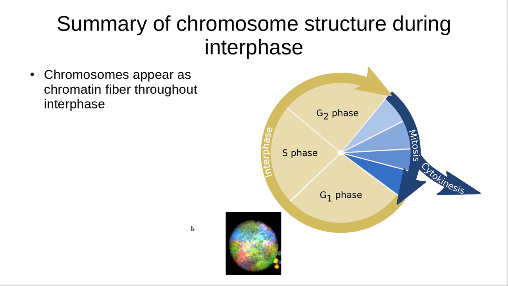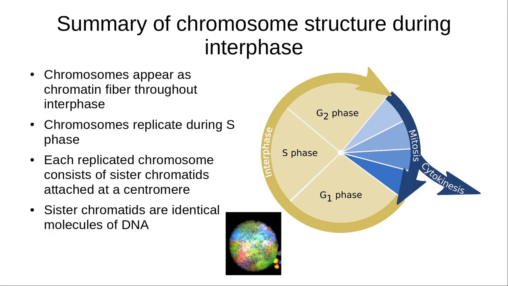But some noodles may be sitting on top of each other, so that's why you see overlapping colors in that image. During S phase, chromosomes replicate, meaning the cell makes an identical copy of each chromosome. Each replicated or duplicated chromosome consists of sister chromatids attached at a centromere.